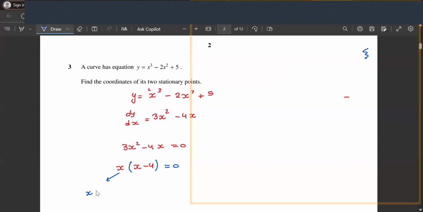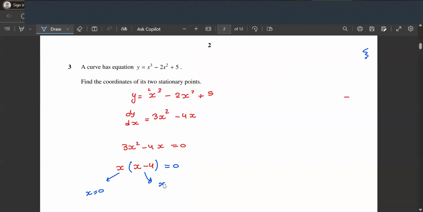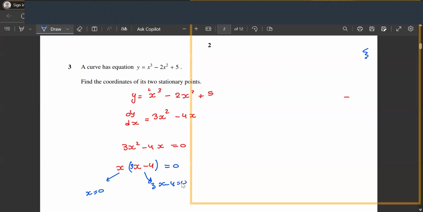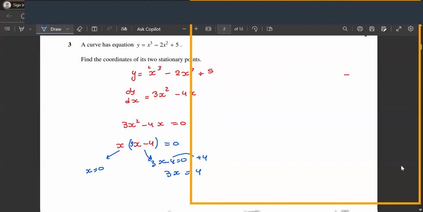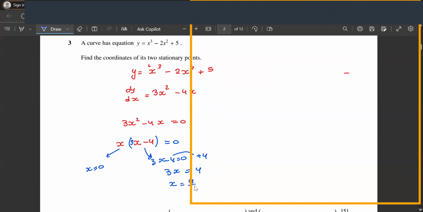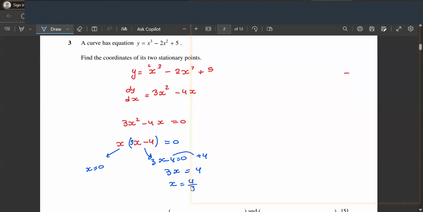So either x equals 0 or 3x minus 4 equals 0. So from here, send the 4 to the other side as positive. So 3x equals 4, then x equals 4 over 3. So can you try this with the calculator to make sure? I'm going to do mode 5, 3, then 3, negative 4, 0, equals. Then I will have x equals 4 over 3 and the other x equals 0.